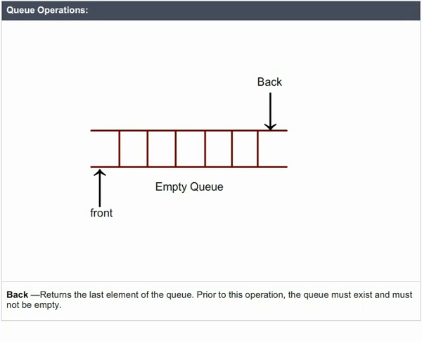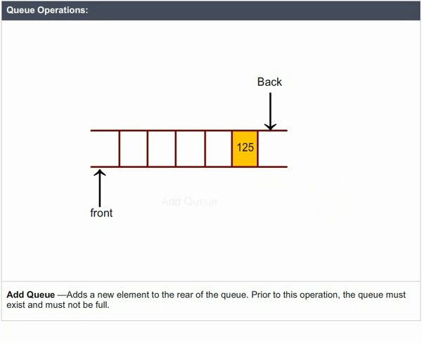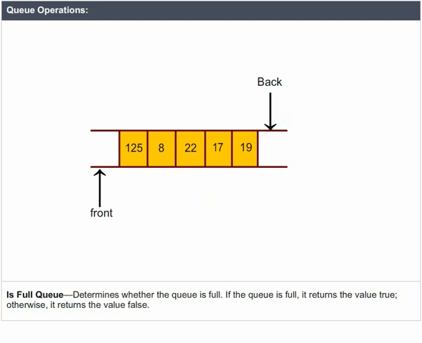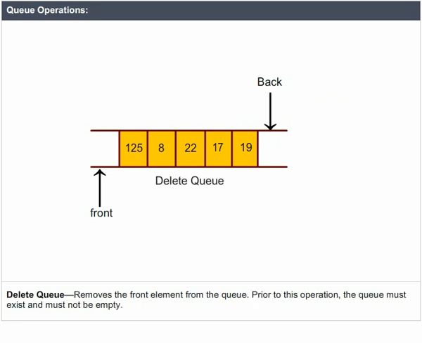Add queue: adds a new element to the rear of the queue. Prior to this operation, the queue must exist and must not be full. Is full queue: determines whether the queue is full. If the queue is full, it returns the value true. Otherwise, it returns the value false. Delete queue: removes the front element from the queue. Prior to this operation, the queue must exist and must not be empty.